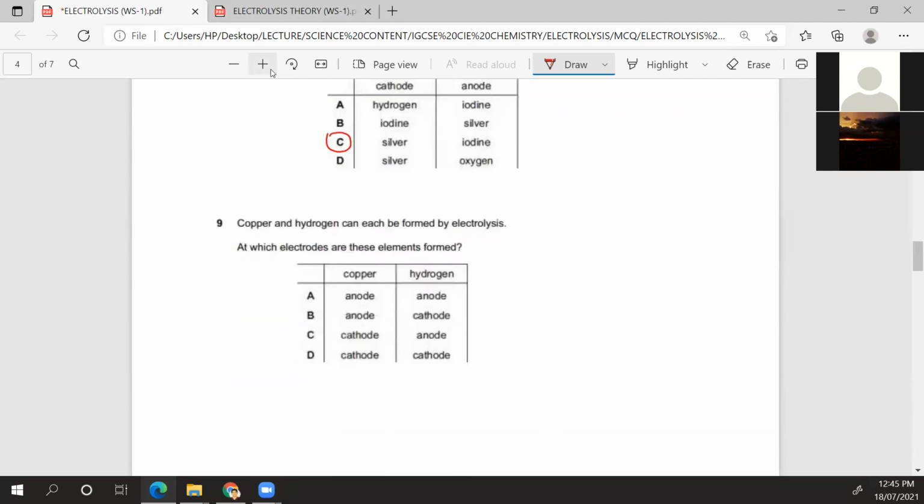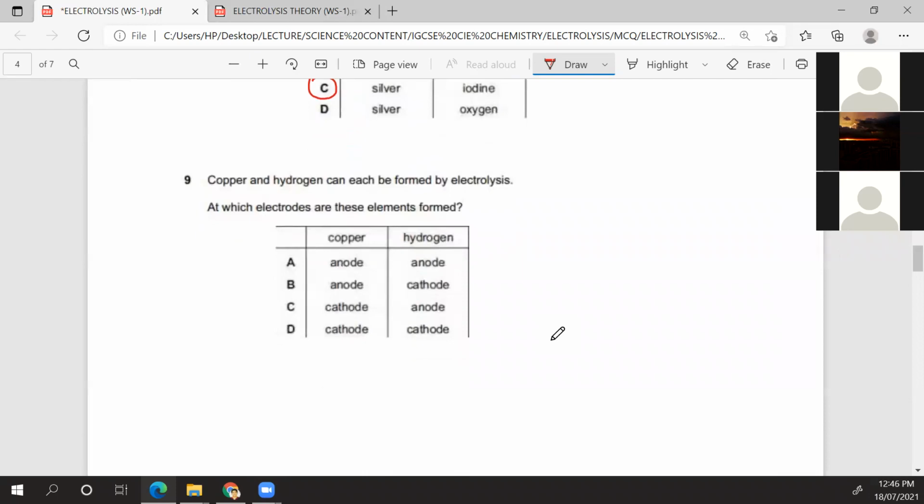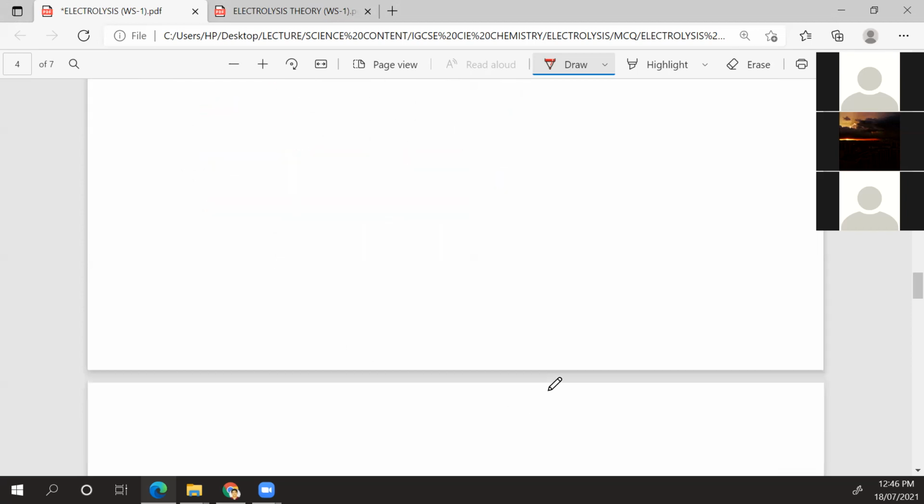Next one, Uma. Copper and hydrogen can be formed by electrolysis. At which electrodes are these elements formed? Copper at the cathode and hydrogen at the cathode as well. Yes, that's absolutely correct. So answer is D. We know that copper is Cu2+ and hydrogen is H+, so we need to check the ions. Both the ions are positive, so they will be discharged at the negative electrode, which is the cathode. That's absolutely correct. Good.